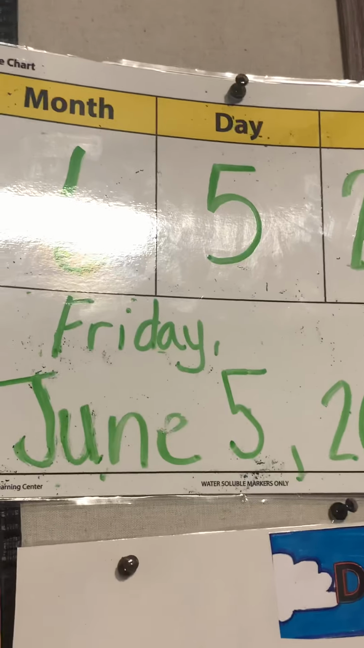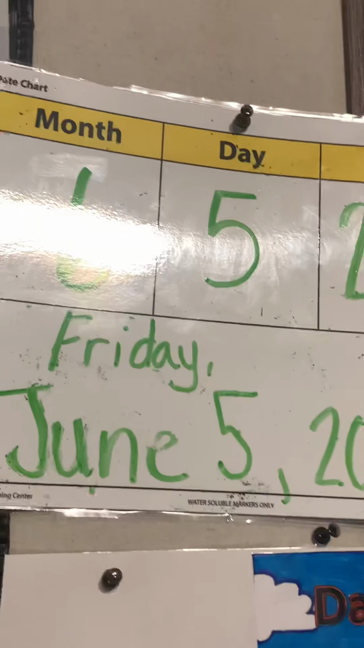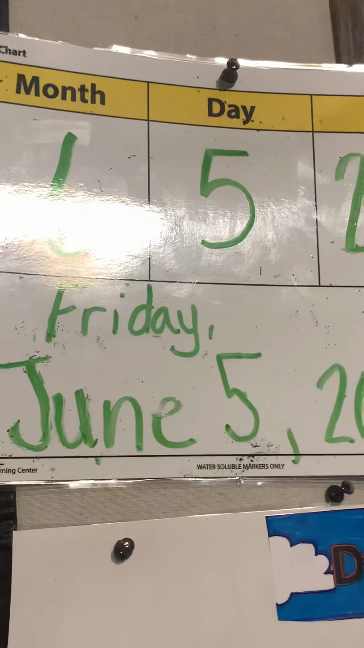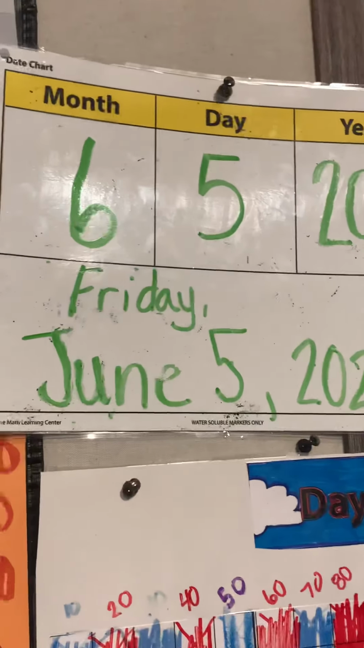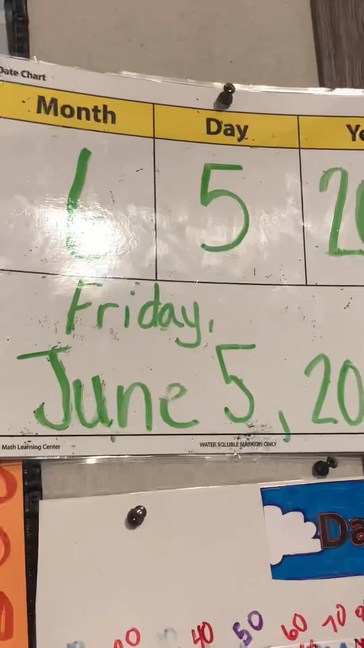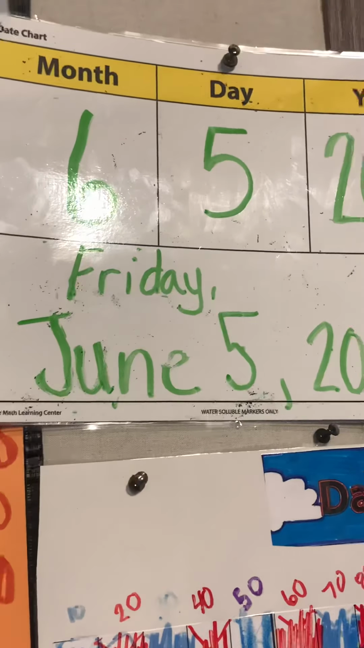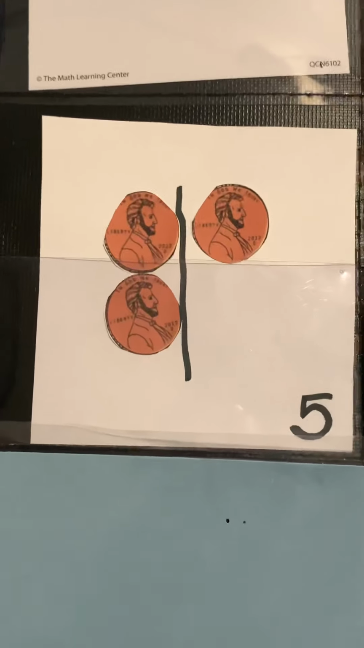Hello, first graders. Well, it is Friday, June 5th, and it is the last school day of your first grade year. So while I'm a little sad, I'm super happy we got to celebrate 180 days of first grade together, kind of. Anyways, let's look at our number grid today.